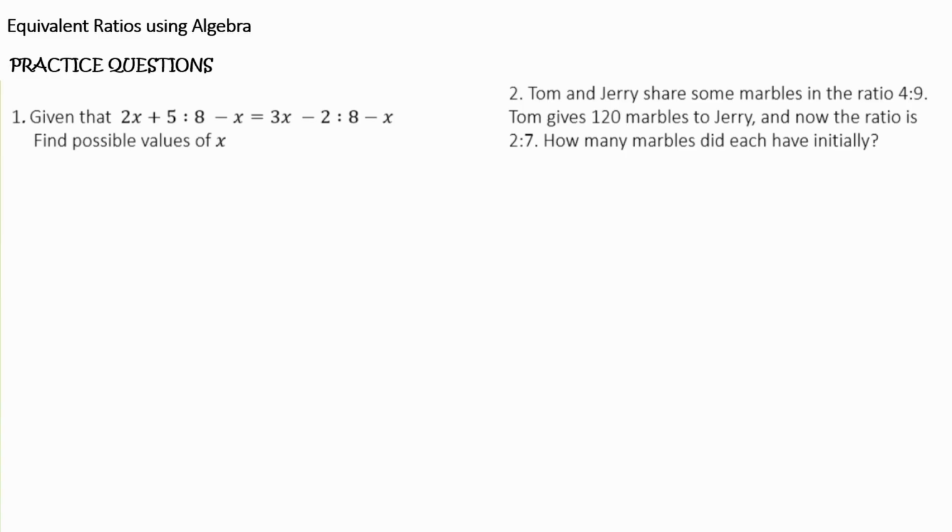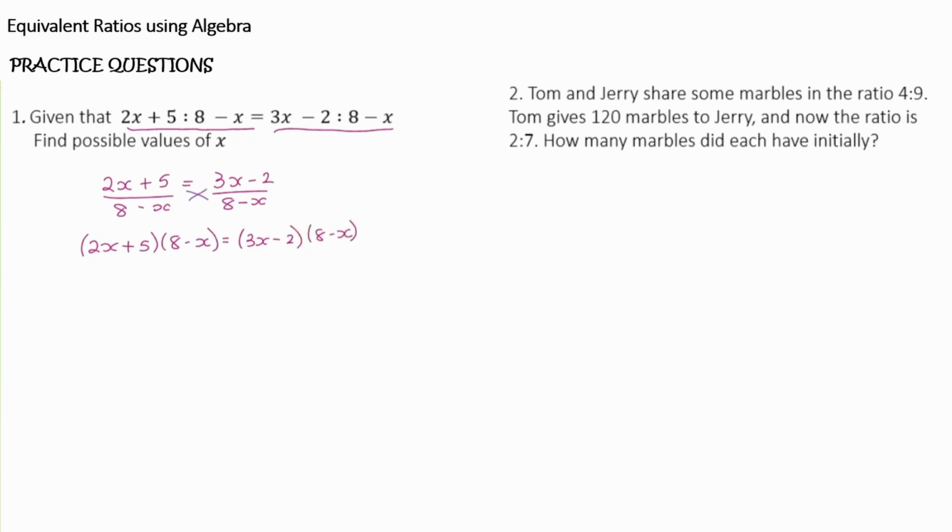Number 1 says, given that (2x plus 5) over (8 minus x) is equal to (3x minus 2) over (8 minus x), find the possible values of x. So what we can do is first write this as an algebraic fraction. So we can write this as (2x plus 5) over (8 minus x) is equal to (3x minus 2) over (8 minus x). We can then cross multiply this to make it a linear equation.